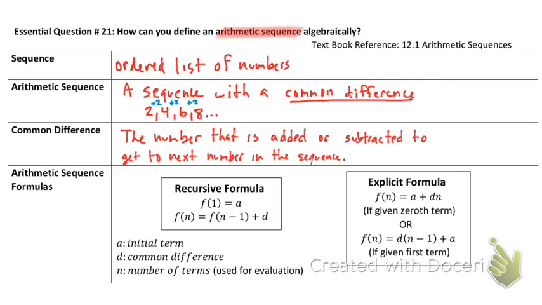So that's basically what a common difference is. What number do I have to add or subtract to get to my next number? And that number that you add or subtract is called the common difference. And the key thing is those numbers that you're adding and subtracting have to be common. For example, they're all positive 2. We're adding 2 every time. Okay?